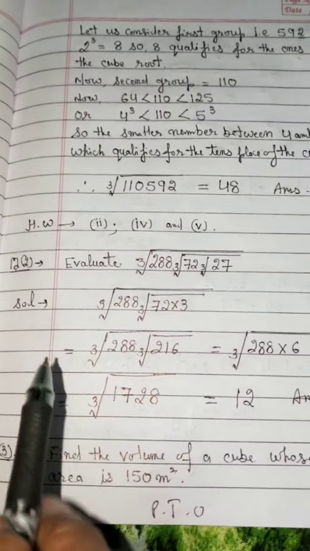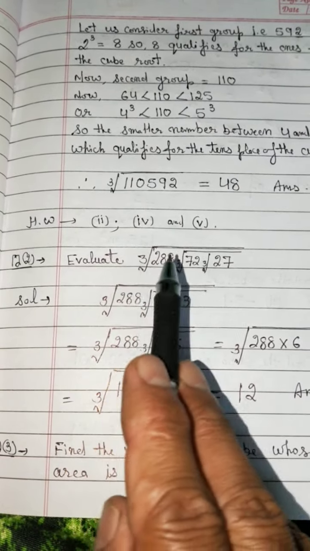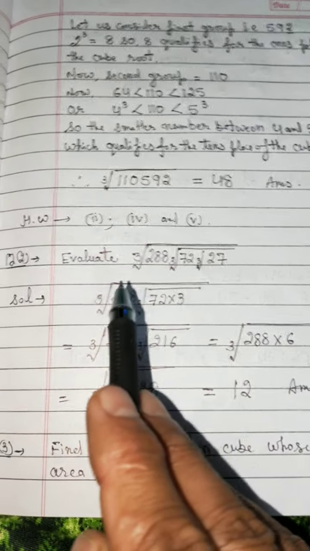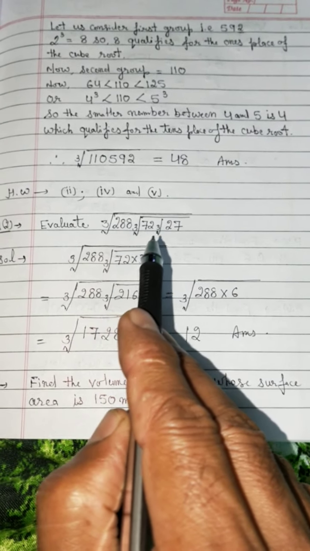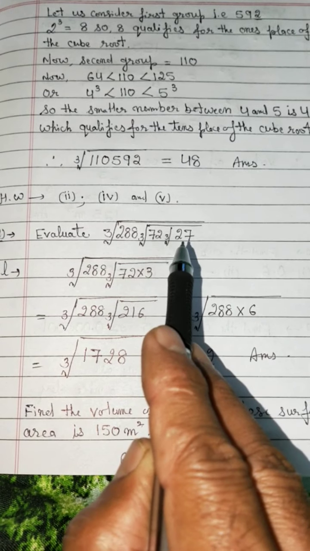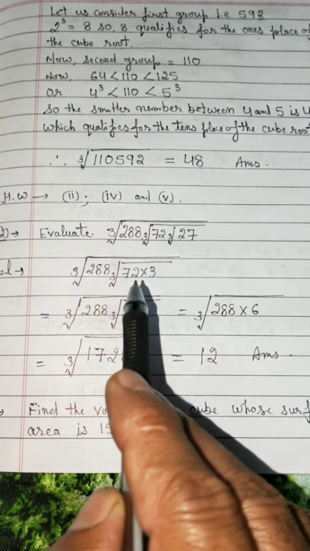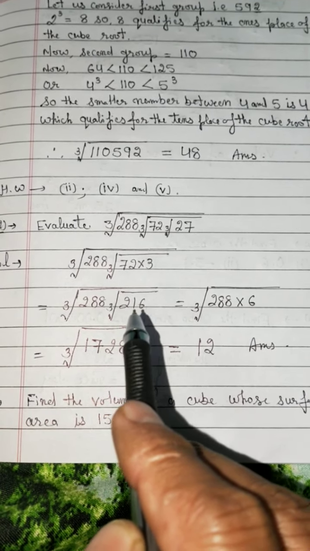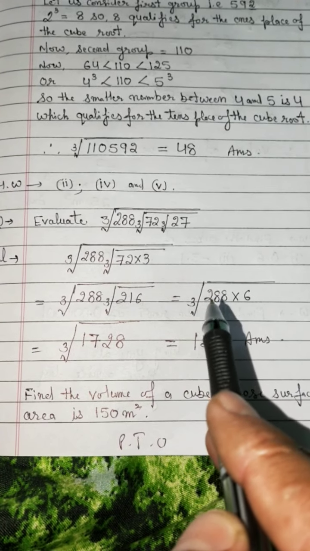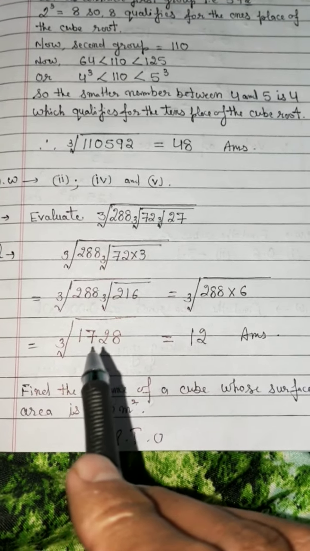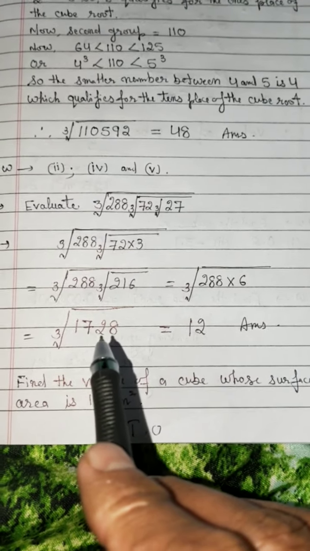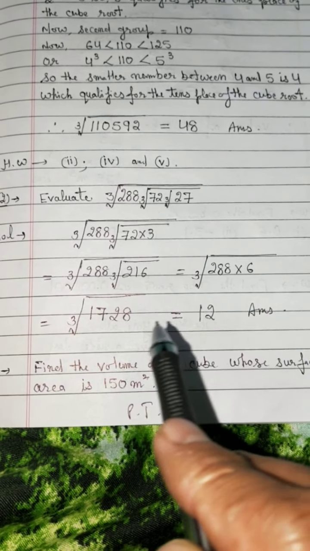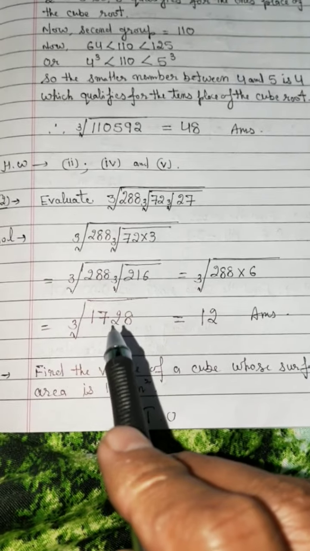Now, next, question number second: evaluate the cube root of 288, the cube root of 72 and the cube root of 27. How can we find their values? First, we can find the cube root of 27. The cube root of 27 is 3. 72 times 3 is 216. Again, 216 is a perfect cube number. Its cube root is 6. Now 288 times 6 is equal to 1728. So 1728 is again a perfect cube number. Its cube root is 12. Either you can find its cube root using the prime factorization method.